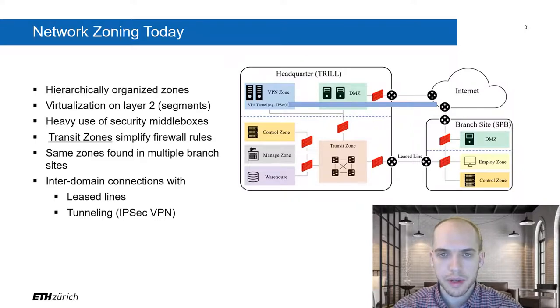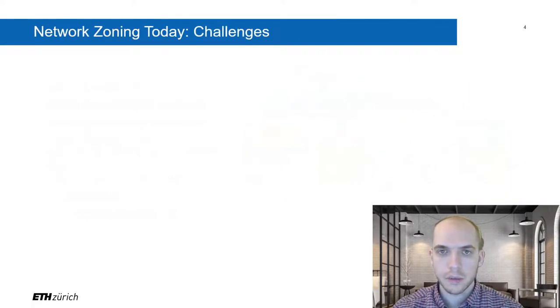What is also apparent is the heavy use of security middle boxes, such as firewalls, IDS, and IPS systems. An interesting thing to note is that enterprise networks oftentimes operate the same logical zones in multiple branch sites. Here, for example, the control zones. For interconnecting sites, mainly two technologies are used, leased lines and site-to-site VPNs. With this, we can now analyze what the challenges are in such a setting.